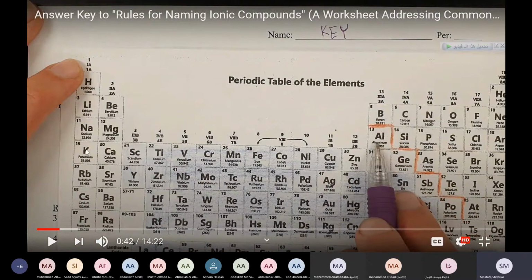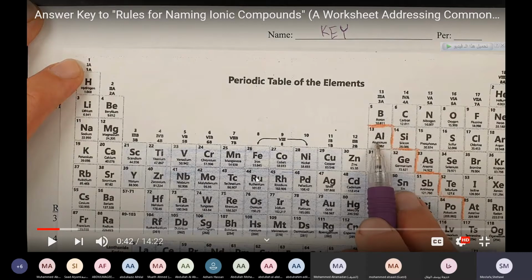Group 1A has a charge of +1 because they lose 1 electron, except for hydrogen. Hydrogen is a non-metal. Group 2A is +2 because they lose 2. Group 3, like boron and aluminum, are positive and they lose 3 electrons. They are +3. So boron, aluminum, +3. Lithium, sodium, potassium, rubidium, cesium, +1. Beryllium, magnesium, calcium, strontium, barium, radium, all of these are +2.